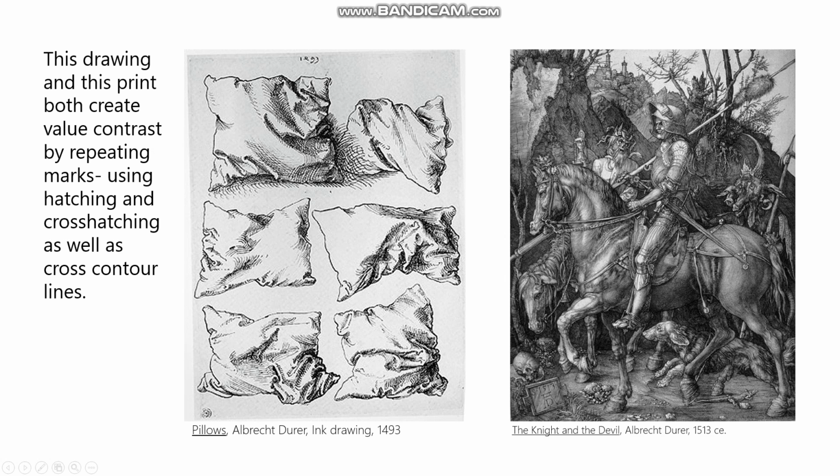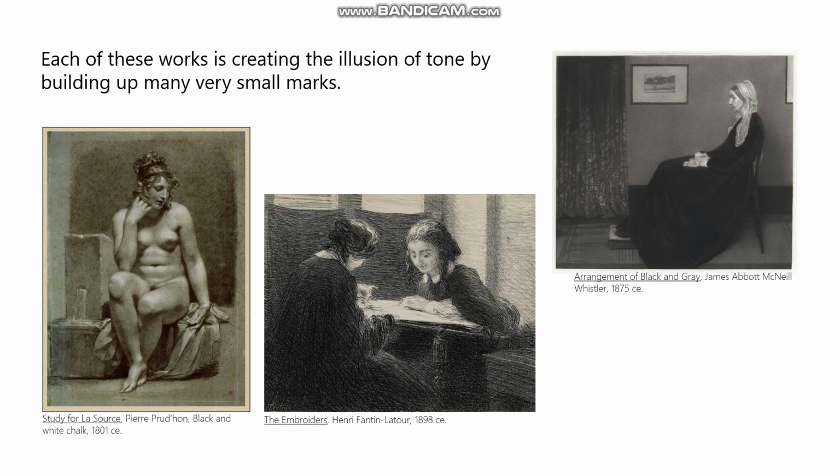But it's not pure tone. It's lots and lots of lines, hatching and cross-hatching, and lots of cross-contour. In fact, all of these, even this work here, which looks like it's pure tone, is made up of lots of little tiny dot marks, right? All of these are the illusion of tone through dots. And even in a photograph, the way photographic prints work, it is still just made up of dots.